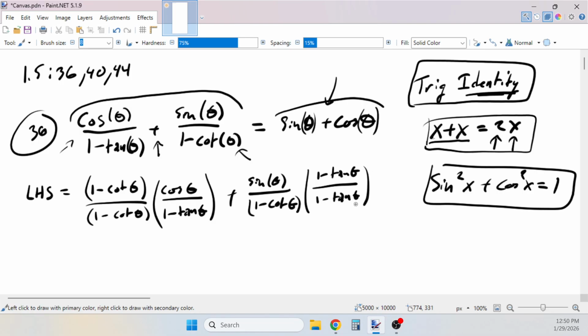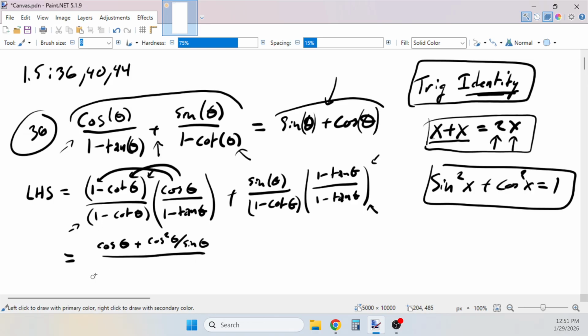Since I have two fractions where the numerators and denominators are equal, those two fractions are equal to 1. Multiplying by them doesn't change the value of anything. So I have not changed the value of the left-hand side, but I can now multiply the numerators and denominators together. Cosine times 1 is cosine theta. Sine times cotangent: cotangent is cosine over sine, so this becomes plus cosine squared theta over sine theta.